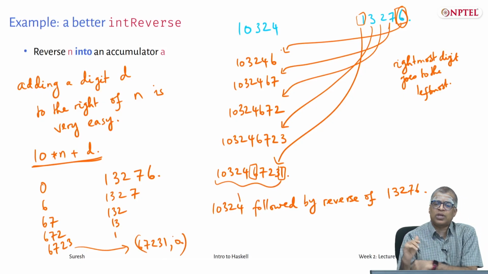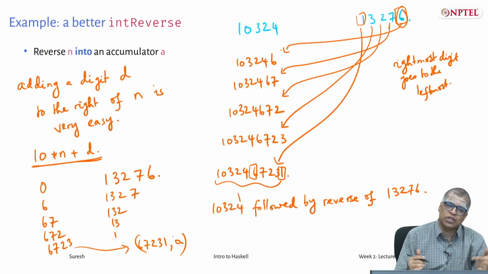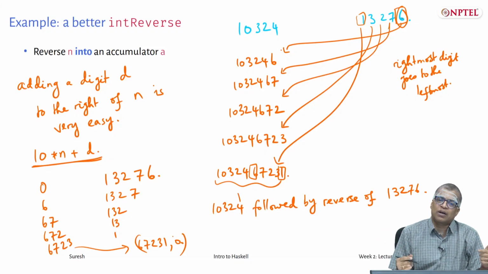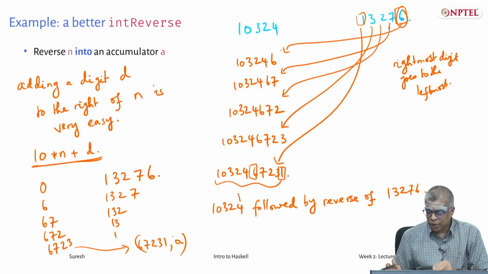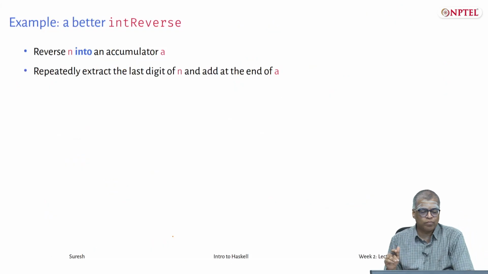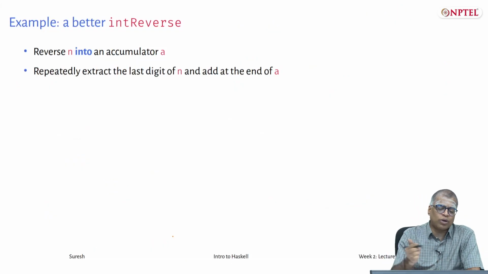So you can think of it as starting with 0 and some number and repeatedly doing this operation, and finally you will get some number on the left and 0 on the right, at which point you will stop. Okay, so this is what we want to do.